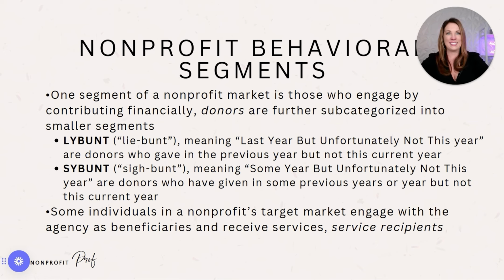Next are SYBUNTs. These are your donors who have given in some previous year or years, but not this current year. So this means some year, but unfortunately not this year. And that could have been 10 years ago. They've donated at some point in the past. They're still a decent donor prospect, but they're not as good of a donor prospect as that segment who donated as recently as the previous year.